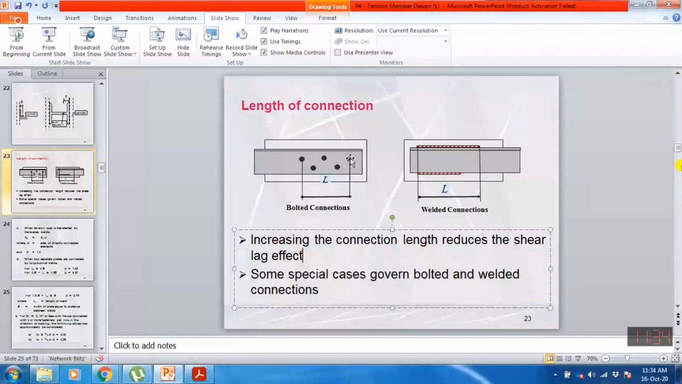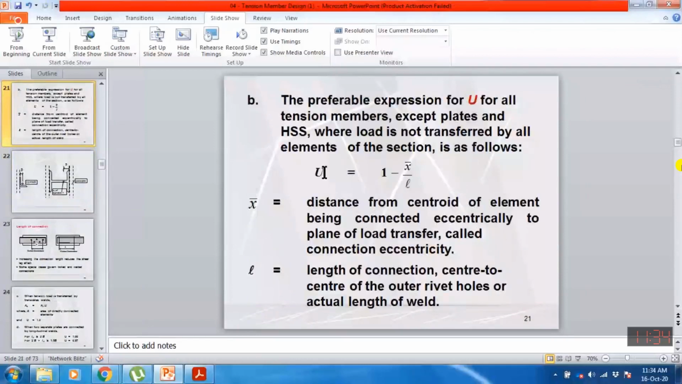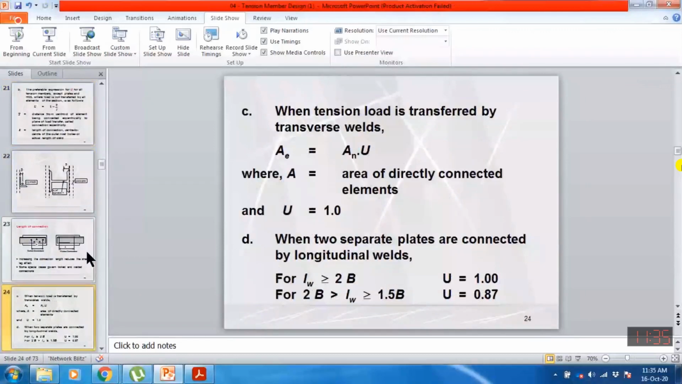So in this formula, the shear lag factor or the efficiency of the joint can be increased by increasing the length of the connection. So this is properly used in the connection phase. For all the other parts, the effective area will be equal to the net area multiplied by the shear lag factor.